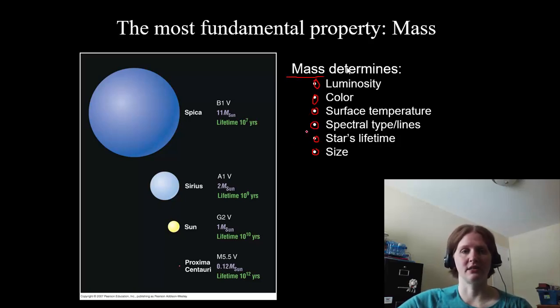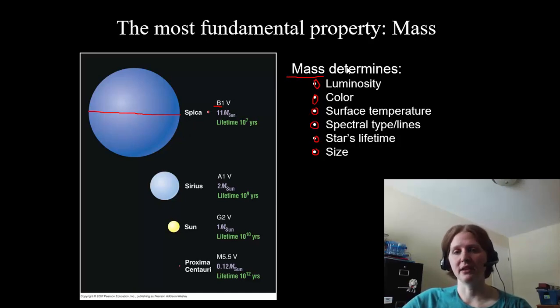So let's look at some stable stars. The most massive star here is Spica. And because of its mass, it determines how fast it fuses the hydrogen into helium. And that determines its spectral type, which is B, spectral type B. It also determines its physical size, the radius. It would also be the most luminous. This would be the most luminous, most powerful star.